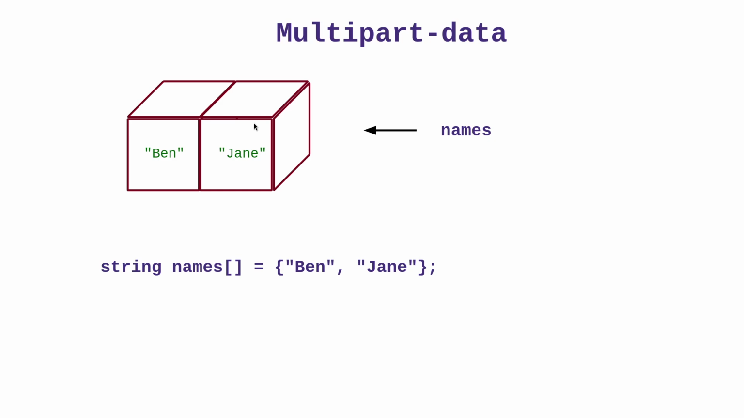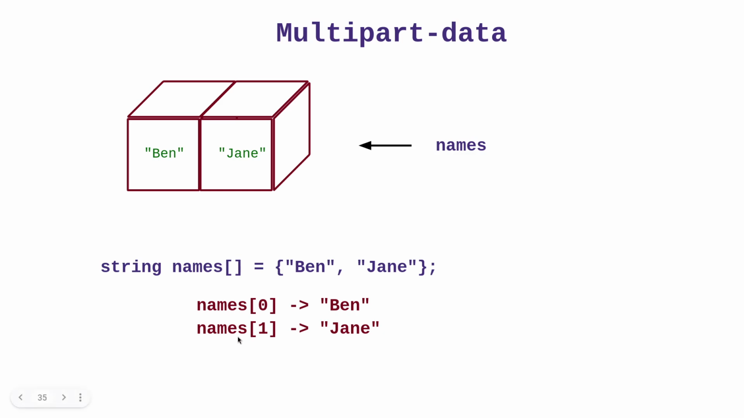Likewise, I could have an array with 2 elements, 2 strings, Ben and Jane. Ben would be at position 0. Again, the first element is always at position 0, and the second element would be at position 1. Why 1? Well, because the length is 2, there are 2 boxes, and minus 1 will leave me with 1. Okay, so to get Ben, obviously we say names 0, and to get Jane, we would say names 1.